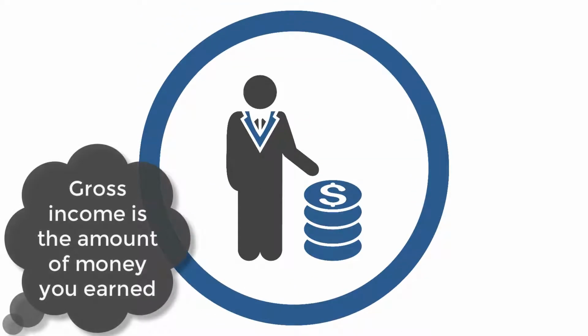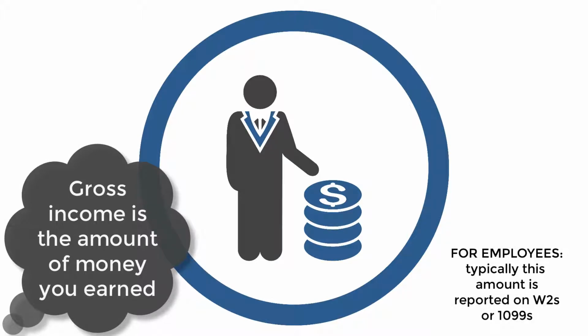Your gross income is the amount that you earned. For employees, this is typically the amount reported under Form W-2 and/or 1099, in addition to whatever income the taxpayer may have received based on business income, dividends, interest, capital gains, royalties, etc.